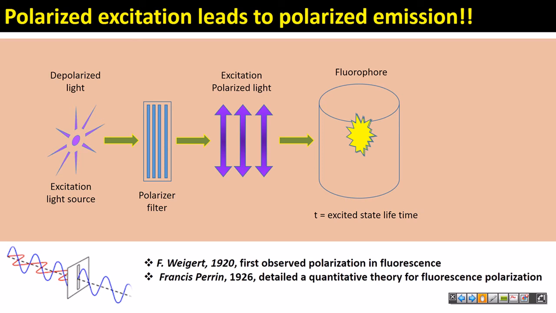It could be anything, vertical, horizontal, depending on how you are using your polarizer filter. And once you hit a fluorophore molecule with this polarized plane of light, I am showing here a single molecule.